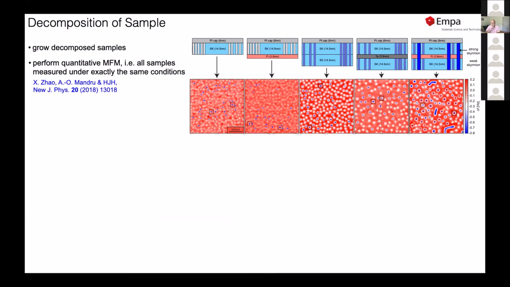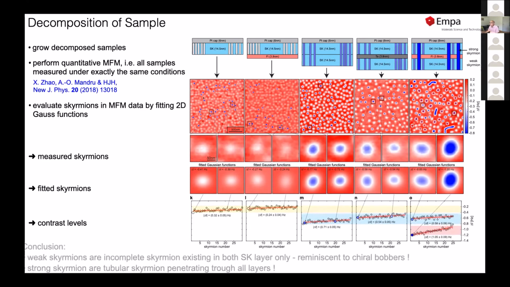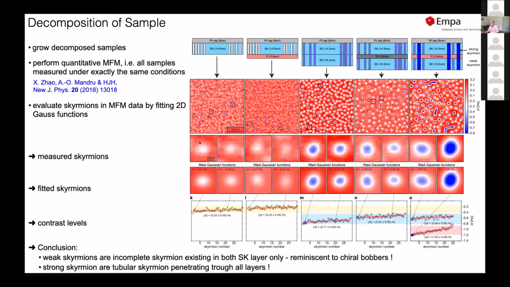actually the tip never touches the surface, so the tip stays the same. You can do experiments over half a year, and the tip is always the same, and we have perfectly the same tip-sample distance, which allows us to compare these images. And if you evaluate these skyrmions indicated by the blue crosses here, we can fit these skyrmions, we fit them by a simple 2D Gaussian function. So here are the measurements, and here you see the fits.